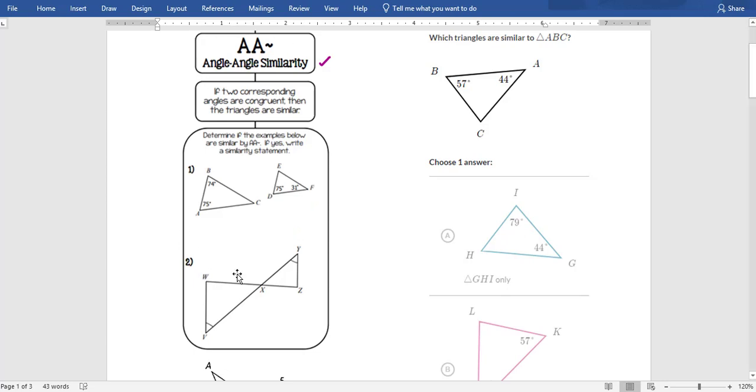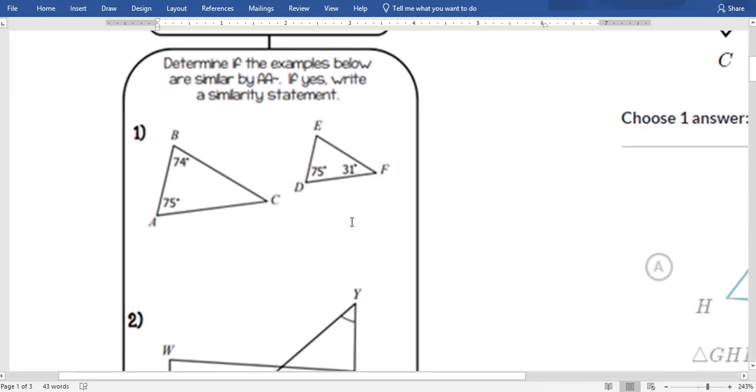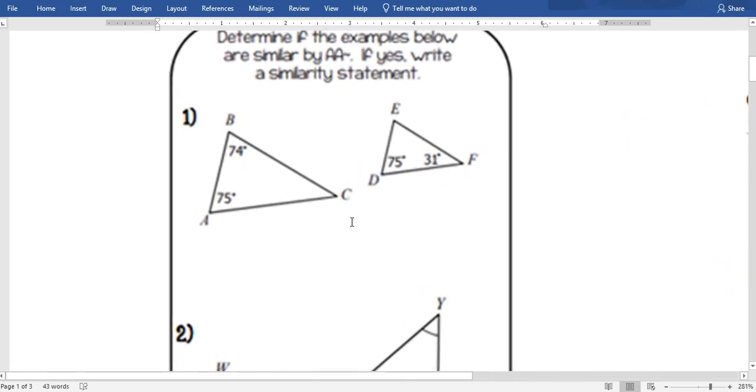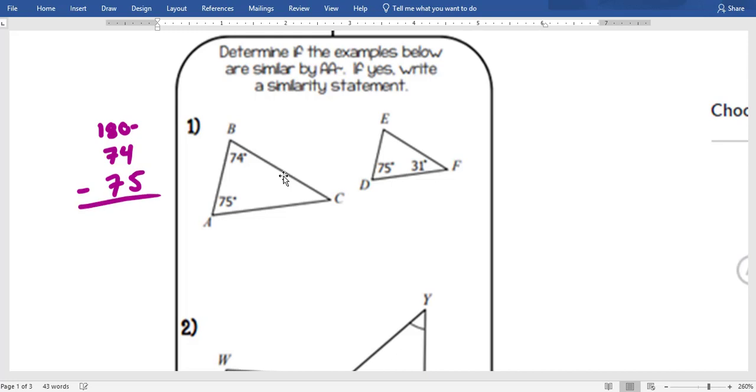And I'm going to go ahead and do angle-angle here. I'm going to zoom in. So here's one type of problem that you might get. It says determine if these examples are similar by angle-angle, and if so, write a similarity statement. The way I like to do this is just find all three of these angles. I already know two of them, but let's find all three of them. So I'm going to do 180 minus 74 minus 75, and I end up with 31.